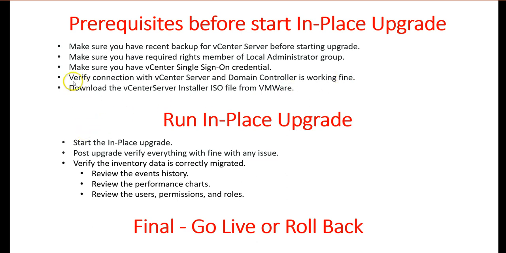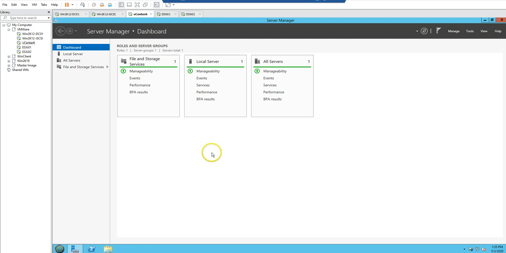And the final thing is the ISO installer for the vCenter server. You must go ahead and download it from VMware. If you already have it, then you are good. So make sure you have these prerequisites in place. Let's go ahead and check my environment first, then we will discuss further things.